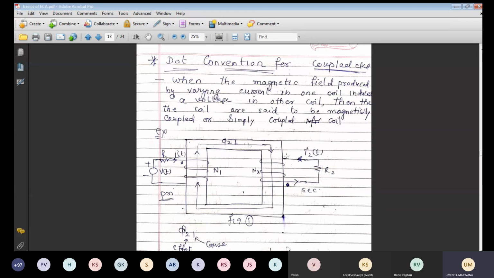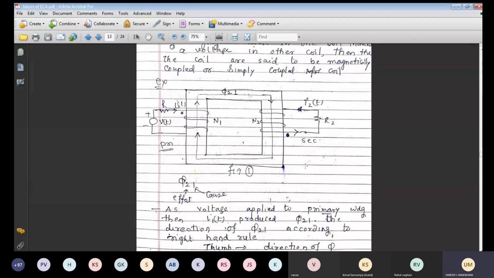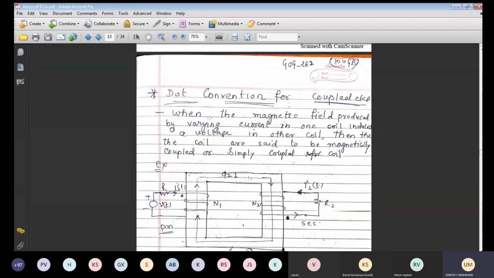So now, dot conventions for coupled circuits. Now you might know the magnetic circuit. What is a magnetic circuit? I am just explaining with this coil like this. You already studied this simple coil. Now I am applying voltage V1 here, so I am getting V2. This is the voltage V2. Now this is the primary circuit, this is the secondary circuit.